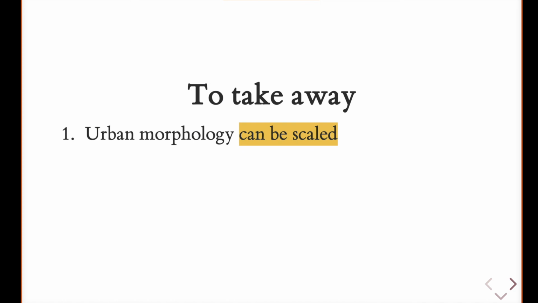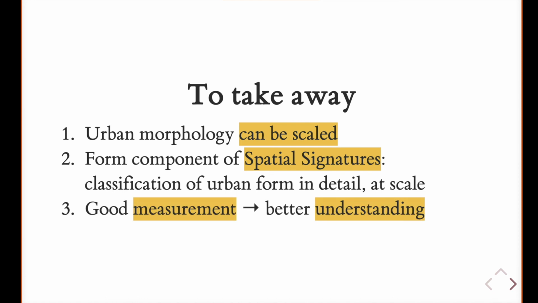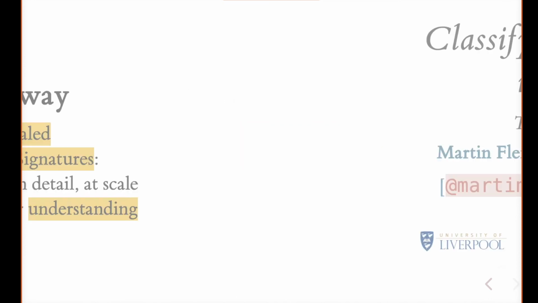So a few points to take away. Urban morphology can be scaled. We just have to switch to a different mode of thinking, a different mode of work, and we have to rely on quantitative analysis for urban form. It can be morphometrics, but it can also be remote sensing and other approaches. The form component of spatial signatures, our classification of the built environment, can derive classification of urban form in detail, at scale, and in a consistent manner. And the better measurement of urban form we have, the better understanding we can derive from that, and the better influence we can have on policy in the later stages of research and applicability for research. And that's all from me. Thank you.